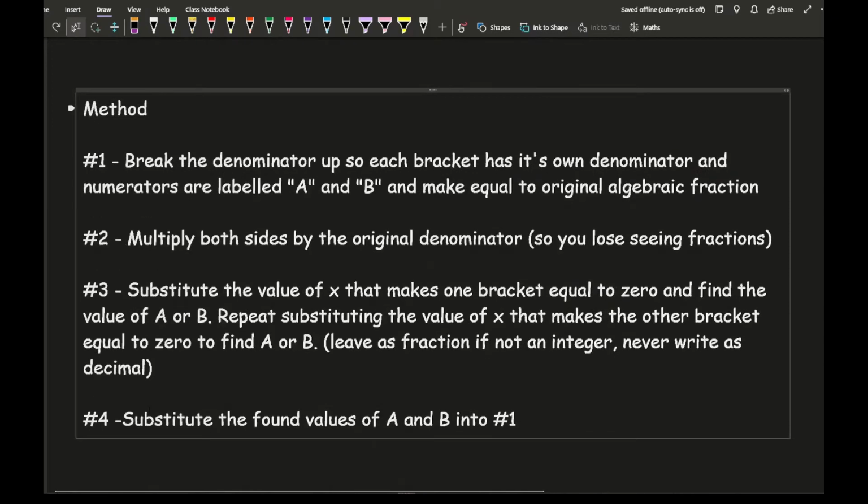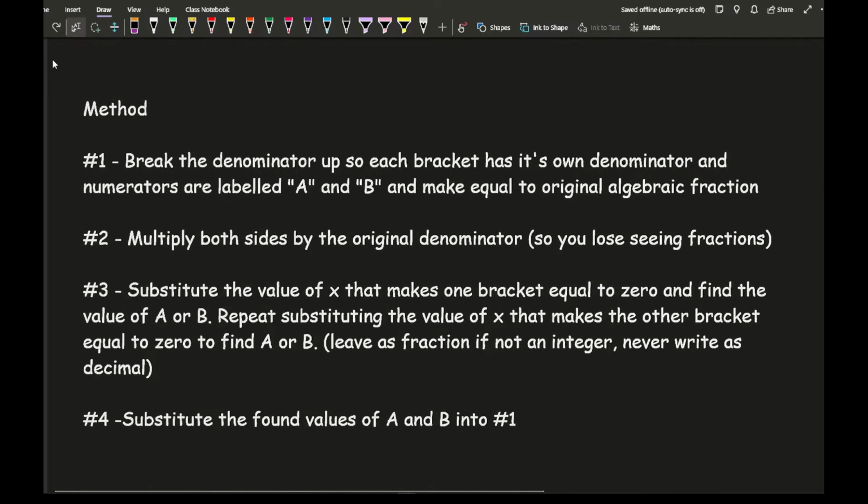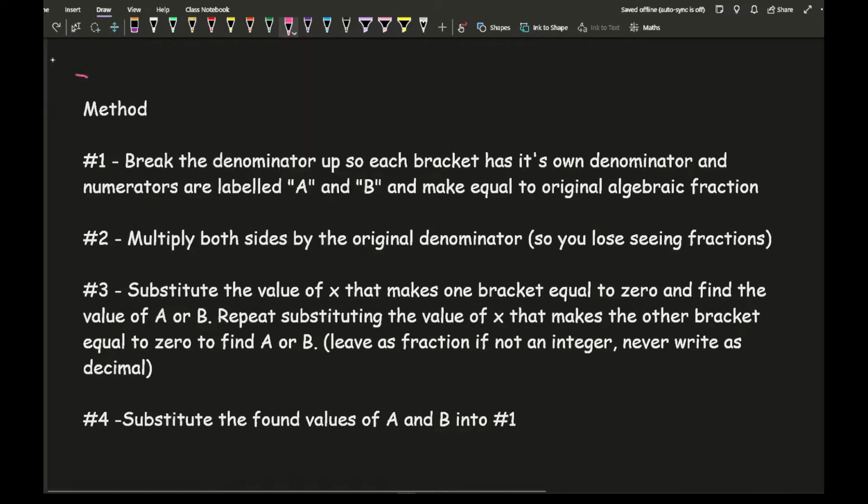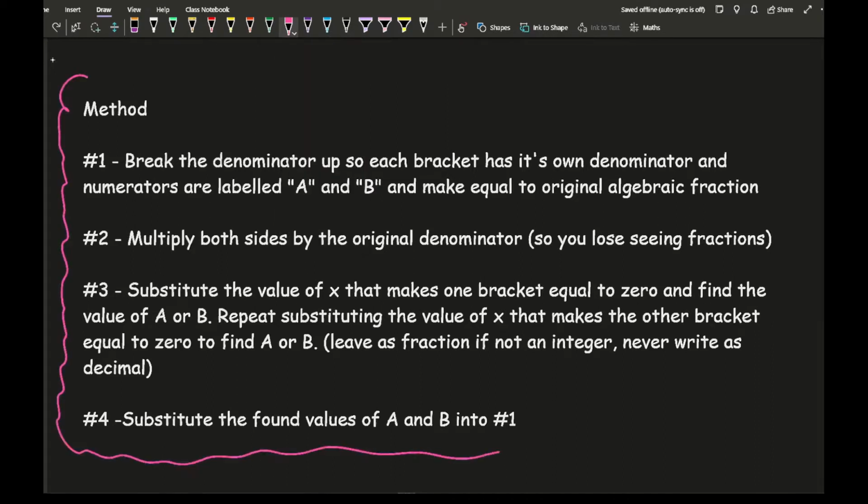So let's have a look at the method. Now this method is a bit waffly and it may not make much sense unless you know what you're doing, but I will go through step by step with an example question. But if you want to make notes and methodology, basically like how I teach, then these are definitely the steps that you need to work on. At this stage, do not worry if it doesn't make any sense, but when we go through some examples, hopefully it will.